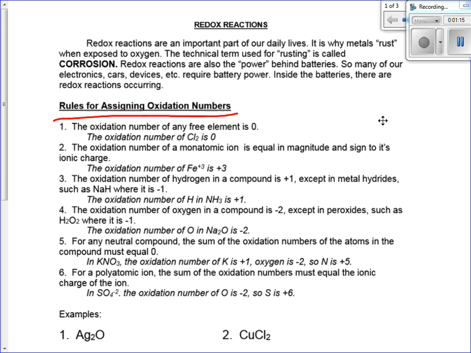Then nitrogen group, negative 3. Oxygen, negative 2. And negative 1 for the halogens. And 0 for the noble gases, although the noble gases don't play a role because they don't react.